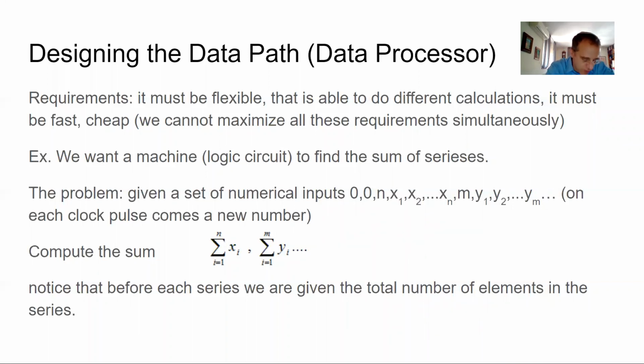Requirements. It must be flexible, that is, able to do different calculations. What do I mean by that? It can't be that it's just one thing. The data path is what's going to do processing on my data. It's going to do addition, subtraction. If it just does one thing, it's not very useful. So it must be flexible. It must be fast and it must be cheap. Of course, we cannot maximize all of these requirements simultaneously. We can try to get a good compromise.